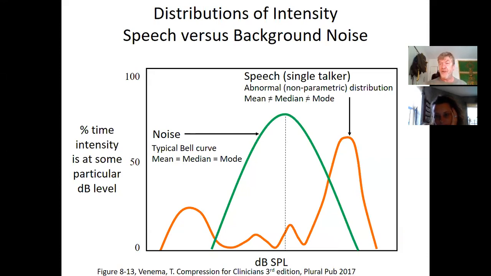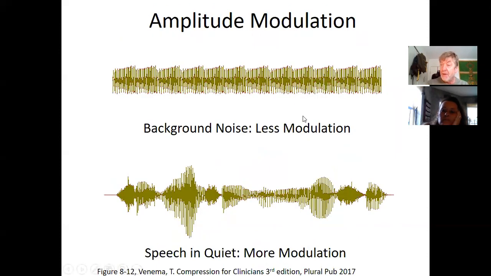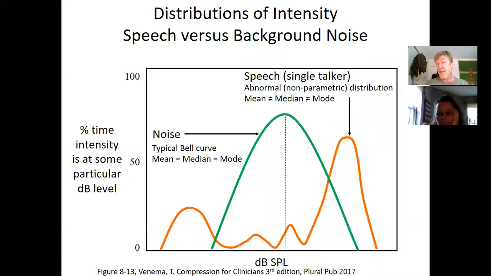Now look at the orange. That's the statistical distribution of speech intensity. And it's all over the place. Look at this ragged bump. So you can think about it this way, or you can think about it this way. Either one, you're telling the same story.